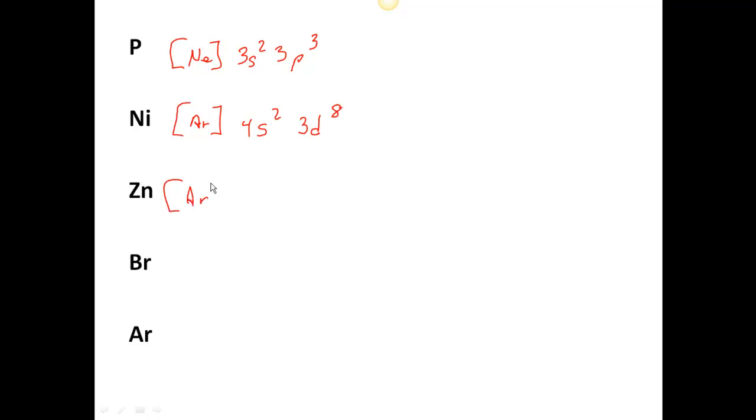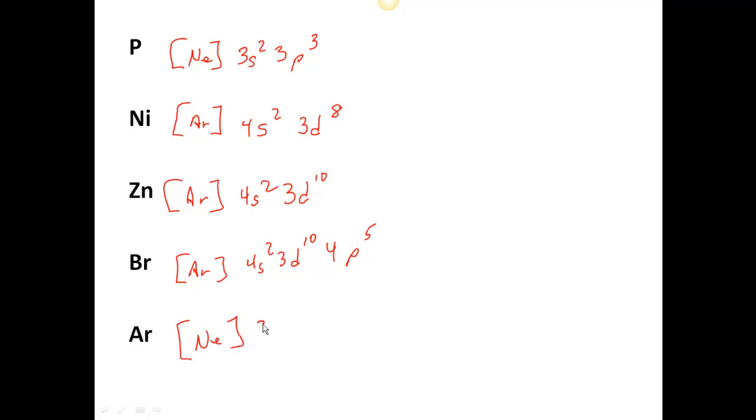Zinc is going to look the same way. It just went 2 more electrons further. And bromine goes out a little bit further. Bromine is going to be 5. Okay, and now argon. Remember, you can't define argon in terms of argon, so you have to go back one. You have to go back to neon, and then say it is 3s2 and 3p6.